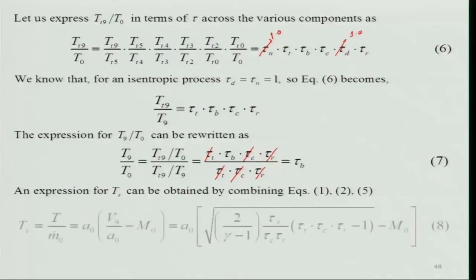So, the TS, you can just substitute these values, V9 by V0, right? And you will get an expression which looks a little frightening, but however it is quite simple. I am not expecting that you should remember this expression, but however you must know how to go about, how to derive it, that is expected. Right? And it will be quite simple to derive these expressions.